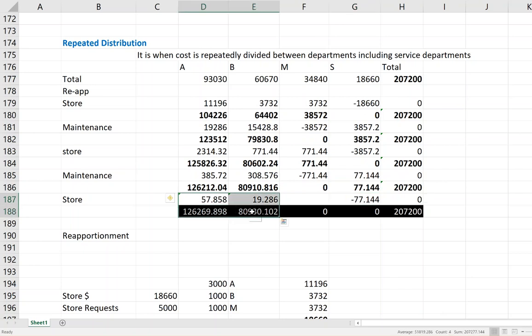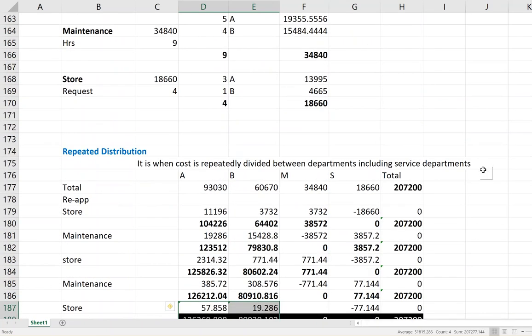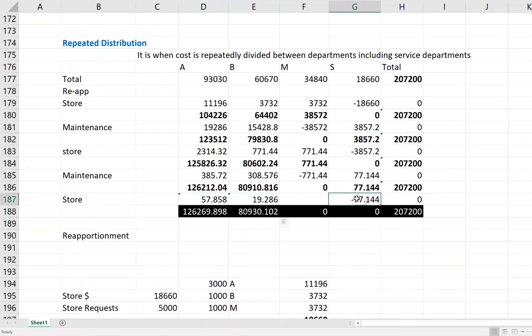It depends on your discretion. Like 18,000 becomes 77, comparing to 18,000 is insignificant. What I've done here is divided directly on production department. So repeated distribution doesn't have an exact answer. It depends on your stamina, how many times you divide it. So the thing is, you repeatedly divide, and then when you reach an amount that is insignificant, you directly divide on production departments.